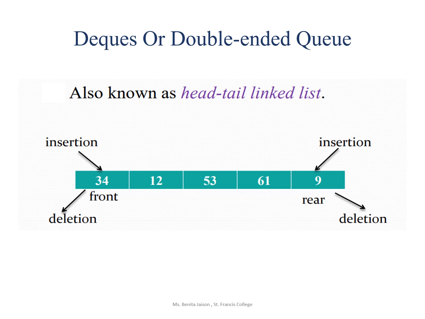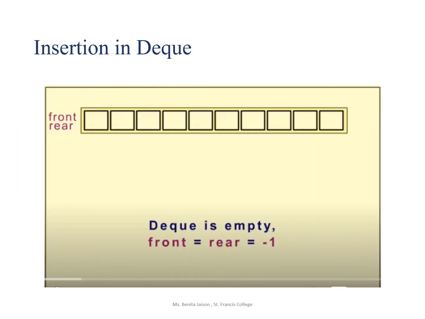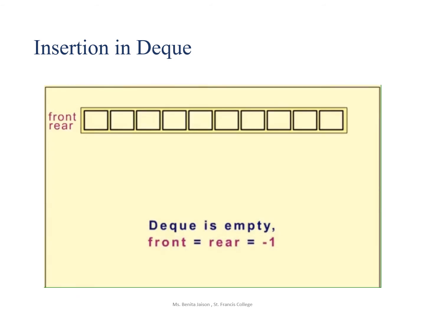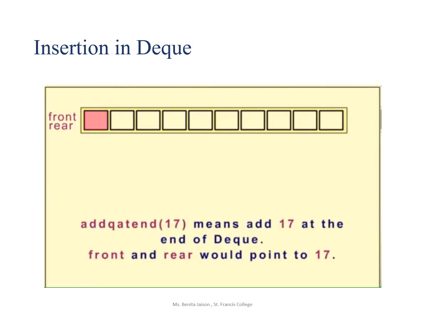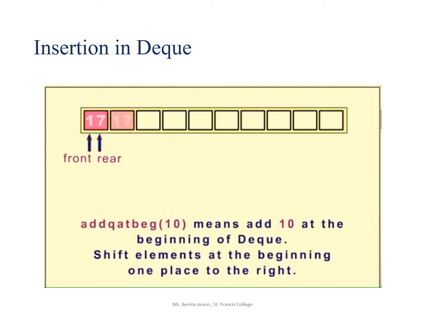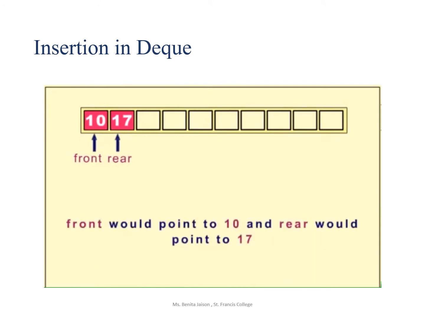As you can see in the example, for a deck, both insertion and deletion operations can be performed at both the front and the rear end. Insertion in a deck: when a deck is empty, both the front and rear are pointing to -1. When we insert the first element, both the front and the rear pointer would point to the first element. When we insert the second element at the beginning, then shift the element at the beginning by one place and then increment the rear pointer towards the second element.